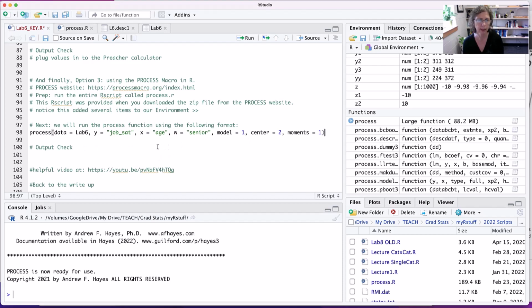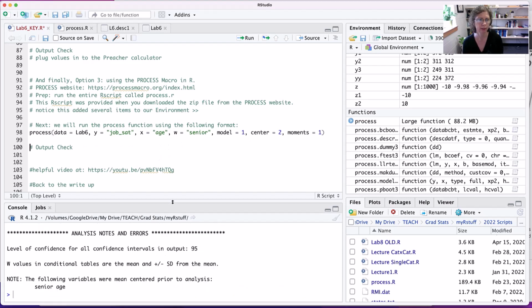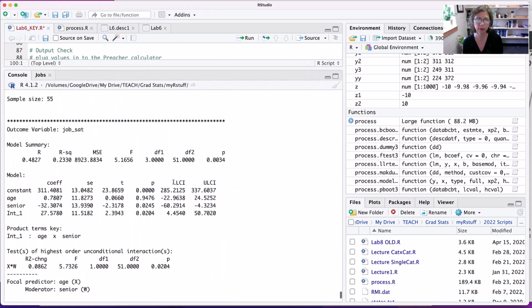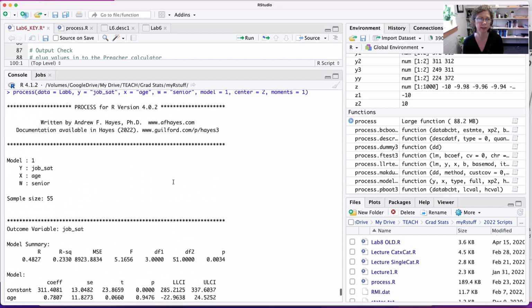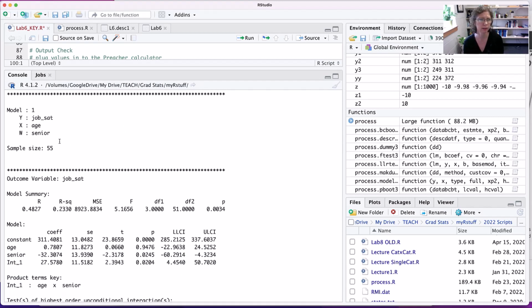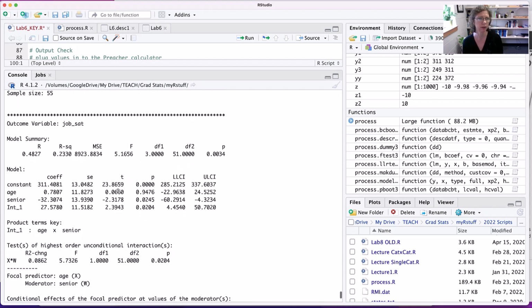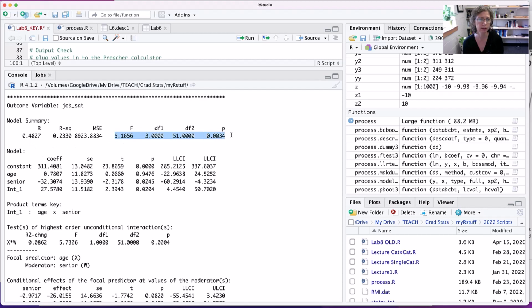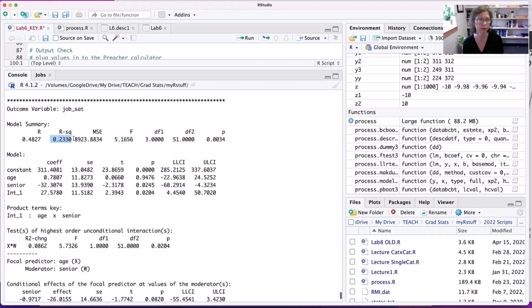So running that, now we have, again, really pretty clean output, you know, it's not a hot mess. There's process for R, what the model is, sample size 55. We have the whole overall model, right? We have the F score, the degrees of freedom and the significance. We have the R squared. We have all of the coefficients.